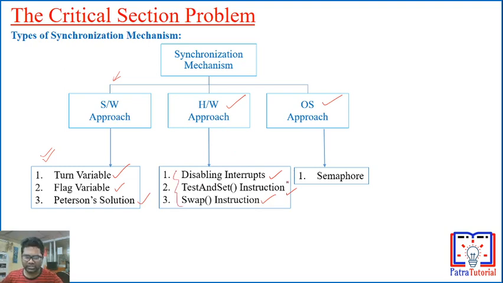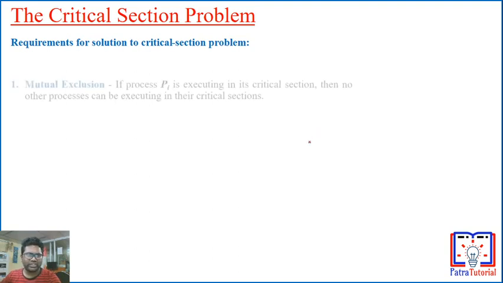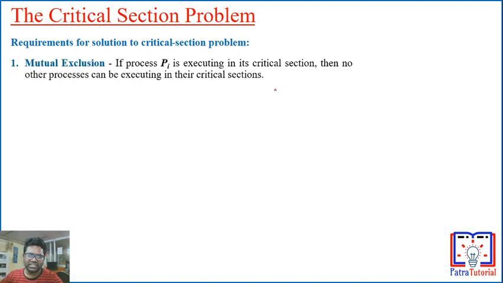Now let me discuss the minimum requirements a critical section problem solution must satisfy. Suppose I am providing a protocol or a solution to the critical section problem, then that solution must satisfy three things. First one is mutual exclusion. This means only one at a time.